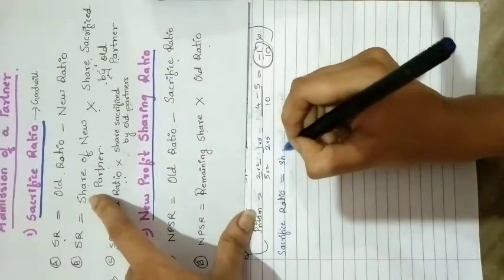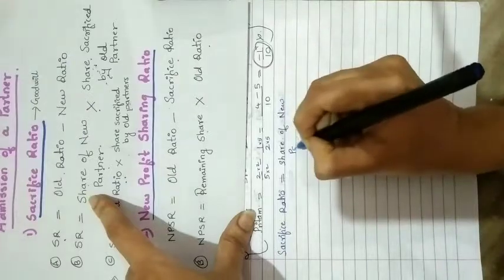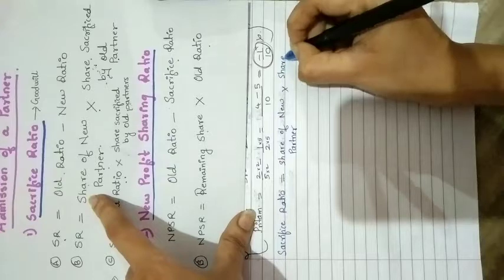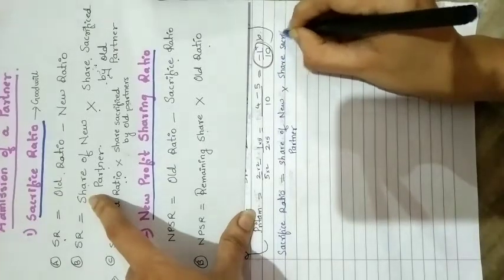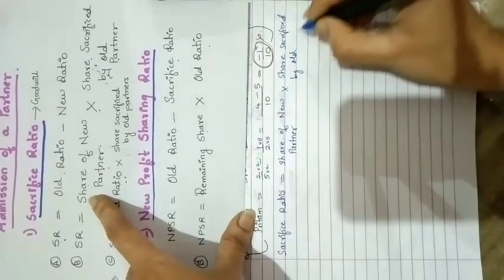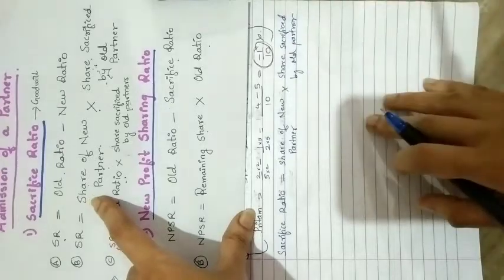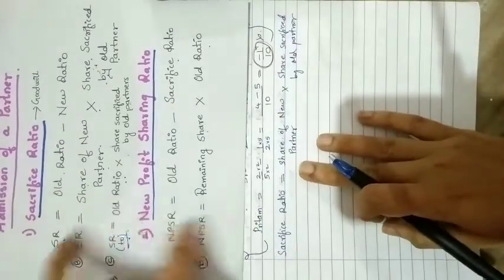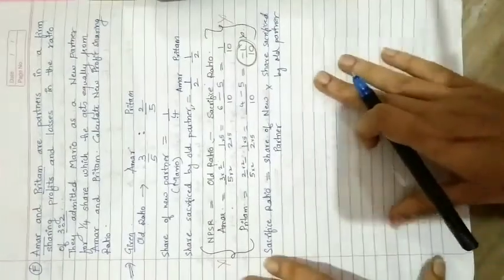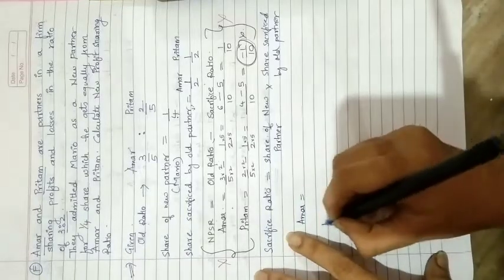I will take this formula, share of new partner multiplied by share sacrificed by old partner. Now applying this formula, we have to calculate the sacrifice ratio first. So let's calculate for Amar and then for Pritam.